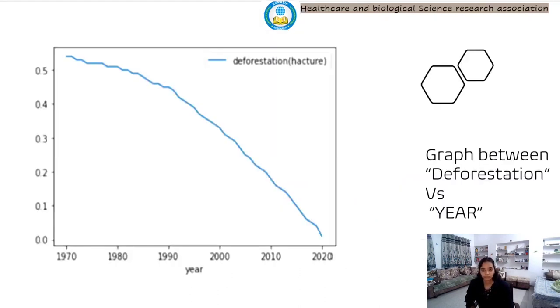So in figure 4, we have the graph between deforestation versus year. We can see that deforestation is continuously decreasing day by day. So this is our positive side, that now China's government is aware of this deforestation problem. The China government has been trying to stop the deforestation. So today we have the positive data in front of us.